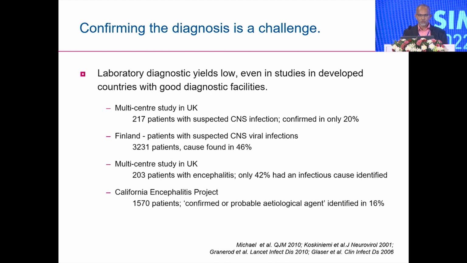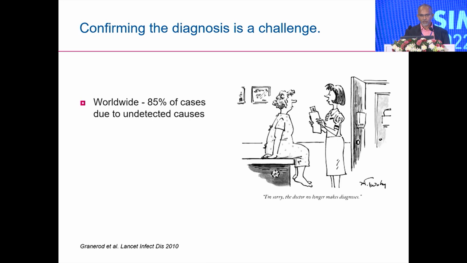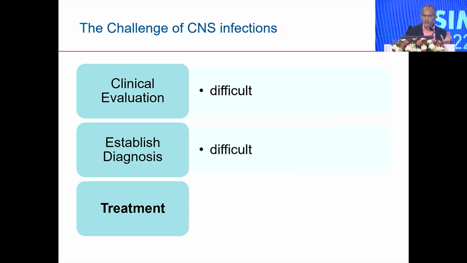Another multi-center study in UK, in suspected encephalitis, only 40% had the infection diagnosed. And the California Encephalitis Project, one of the best documented case series, more than 1,500 patients, where they had access to all the sophisticated testing under the sun and possibly from some other galaxies also, they were able to pick up an etiological agent in only 16% of cases. So clearly, there's something that we are missing. Throughout the world, 85% of cases of CNS infection go undiagnosed. So there is a problem there.